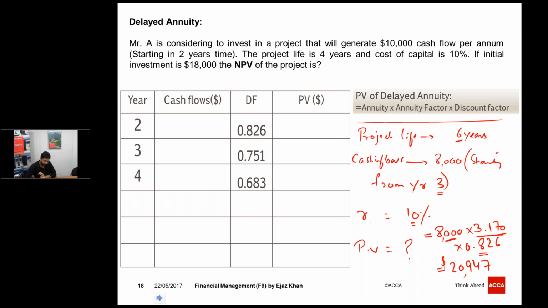Sikandar, yes, the cost of capital can be in points, but usually you won't see this in points because the discount factor table and the annuity factor table are in whole numbers. So I'm not expecting the examiner to be giving you the cost of capital in decimals, but yes, it can be, but usually it won't be.